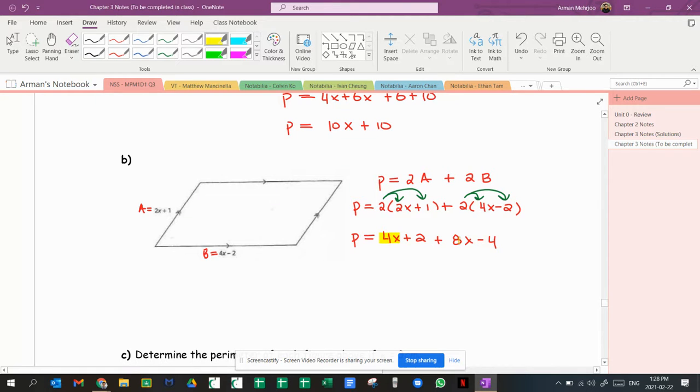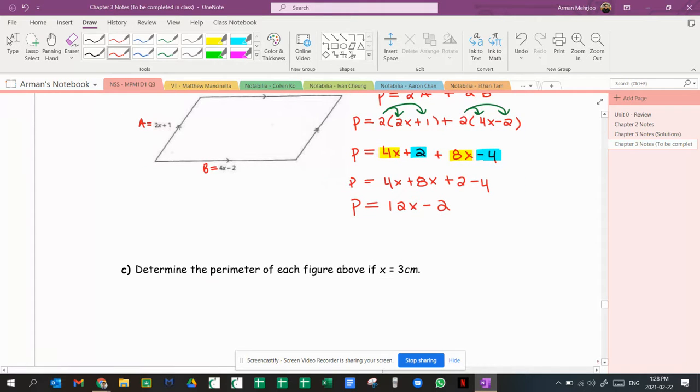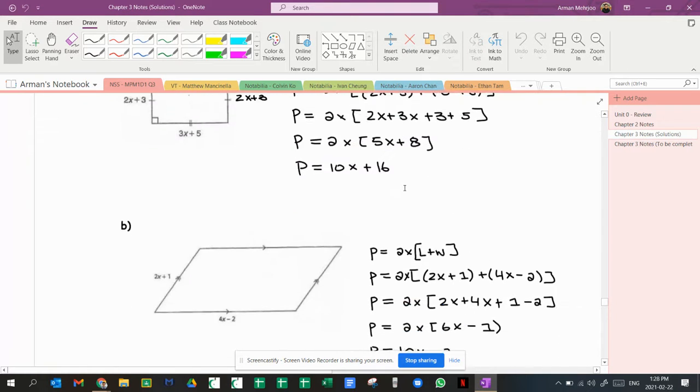I can identify my like terms. I can group up my like terms. And then I can simplify. And there we go. There's an equation for the perimeter of shape B. Determine the perimeter of each figure above if x is equal to 3 centimeters. So I actually, you know what? What did I get for the perimeter of this shape here?